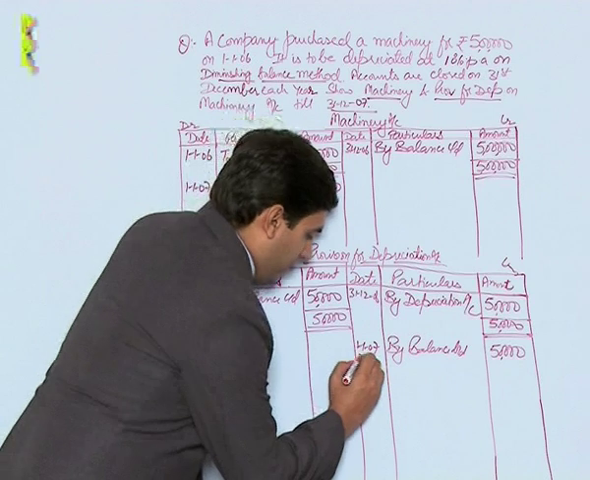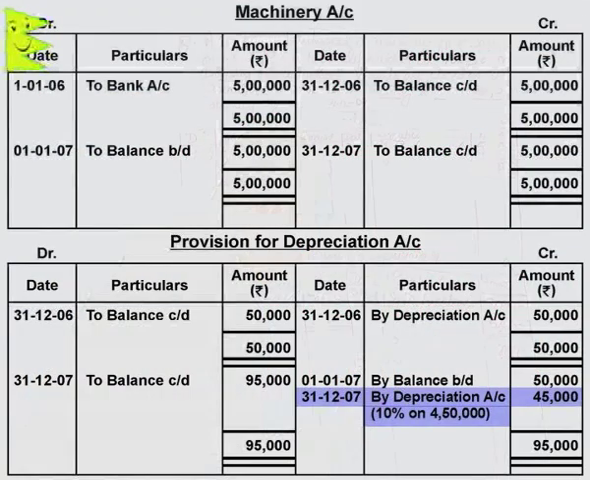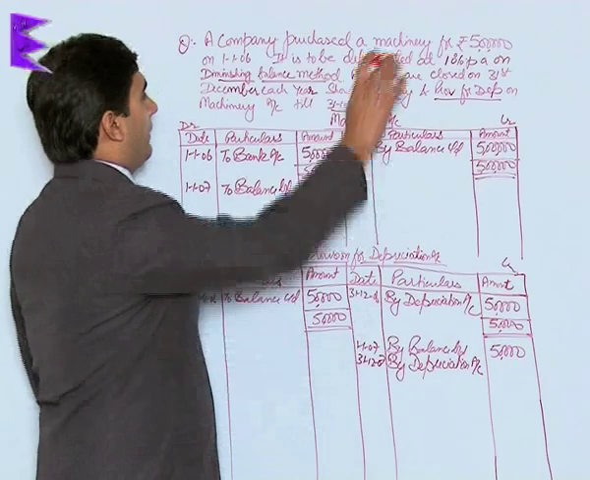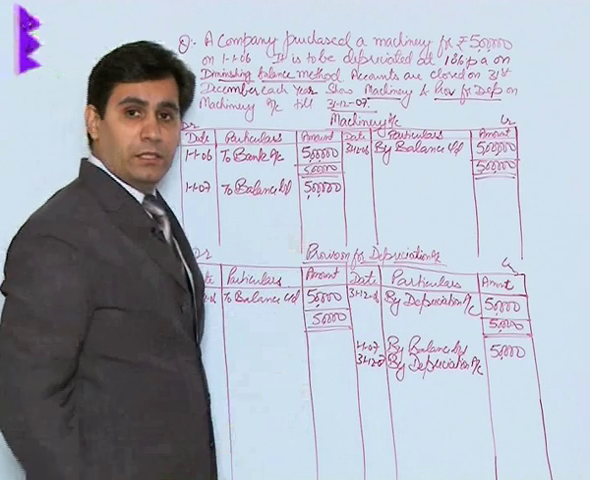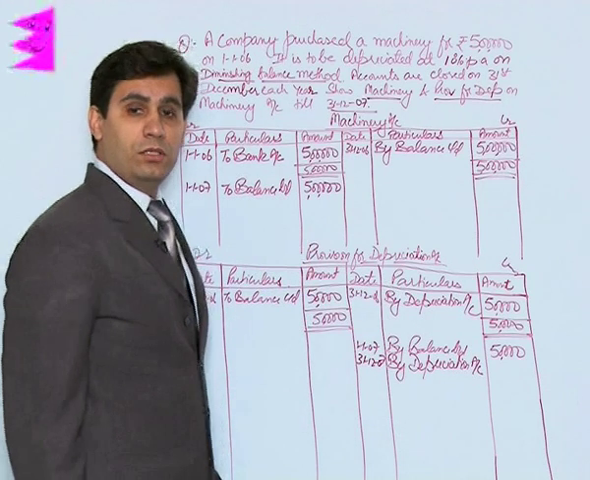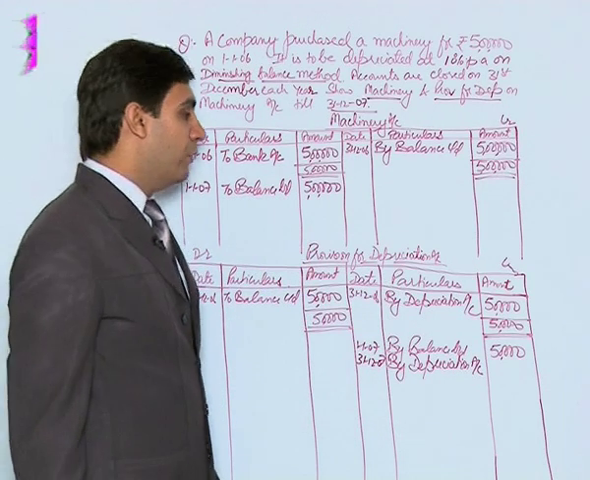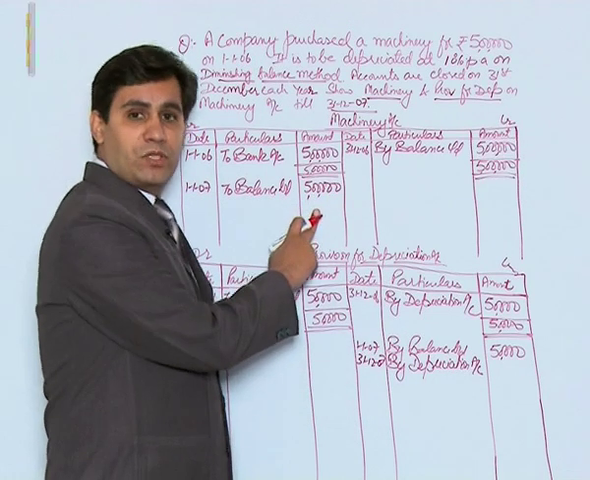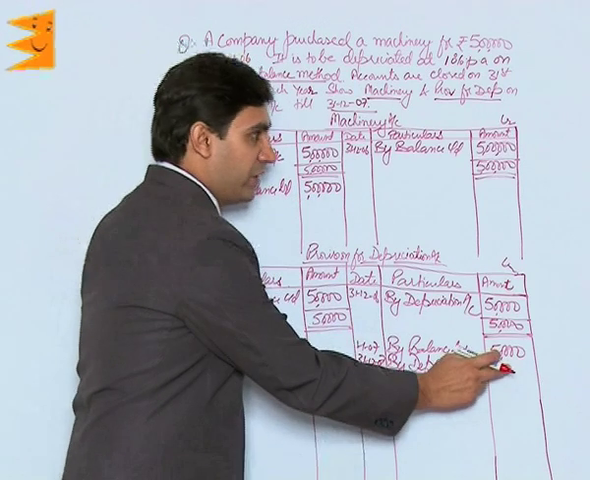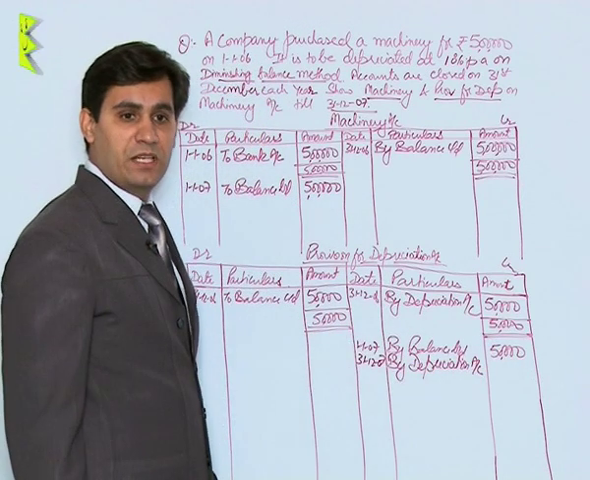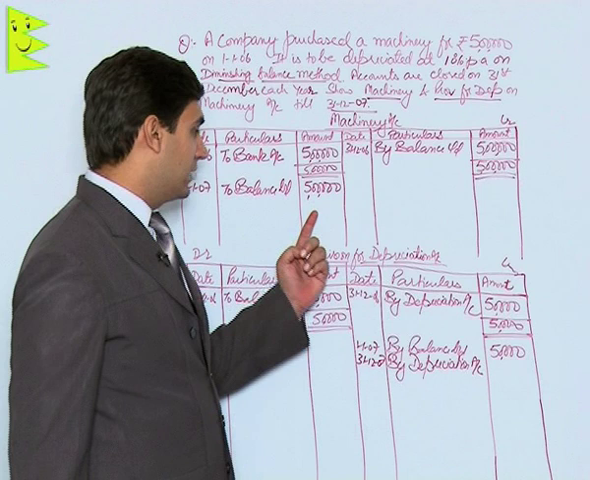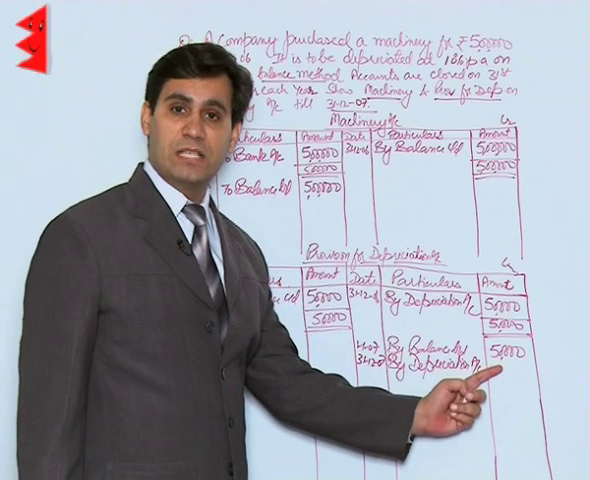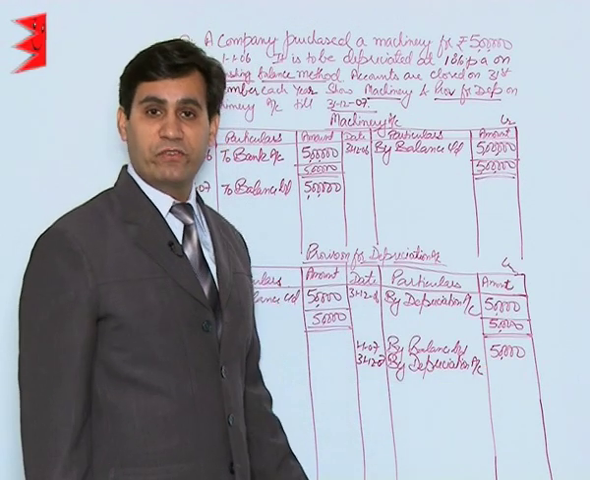So at the end of this year, that is 31/12/2007, by depreciation, again let us look at the method. It is diminishing balance method. So depreciation would be charged on book value. So how do we calculate book value? In this case 5 lakh was the value of machine. Until date 50,000 has been charged as depreciation. So the book value is 5 lakh minus 50,000, that is 4 lakh 50,000.